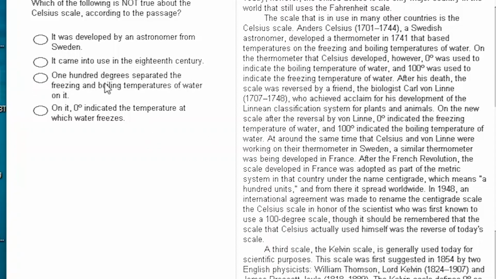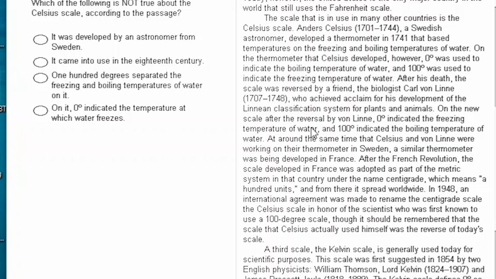Number 3, 100 degrees separated freezing and boiling temperatures. Here they talk about that: 0 was used to indicate the boiling temperature of water, 100 the freezing temperature of water. Then a friend reversed them, but the 100 degree mark kind of remained. So that one's true, so I'm not going to choose it. Next, 0 indicated the temperature at which water freezes. Versus that, the scale was reversed, and the reversal indicated the freezing temperature of water.